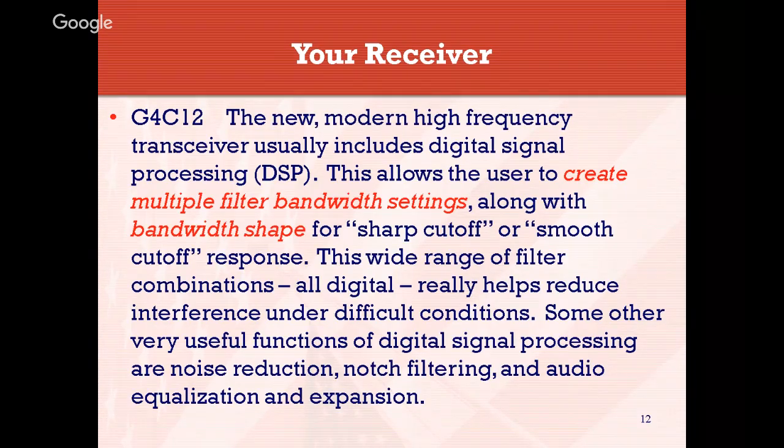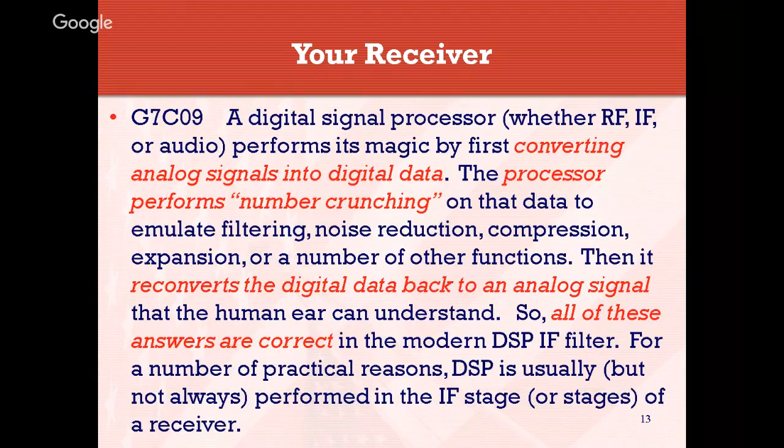So, other useful functions of digital signal processing, and we'll just call it DSP, are noise reduction, notch filtering, and audio equalization and expansion. A digital signal processor, whether it's an RF, an IF, or an audio, performs its magic by first converting your analog signals into digital data. The processor performs some number crunching on that data to emulate filtering, also noise reduction, compression, expansion, or any other number of functions that the radio comes with. And some of these things are even add-ons.